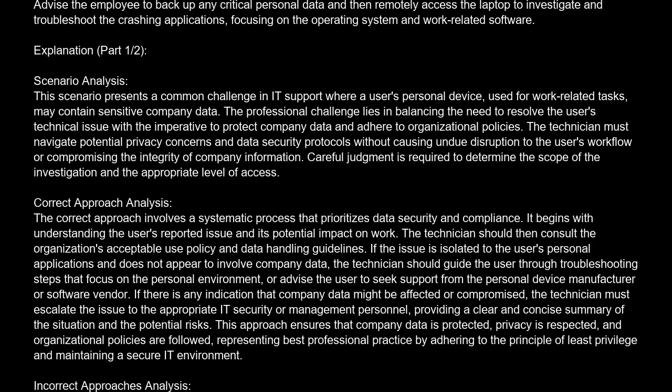The correct answer is C. Advise the employee to back up any critical personal data and then remotely access the laptop to investigate and troubleshoot the crashing applications, focusing on the operating system and work-related software.